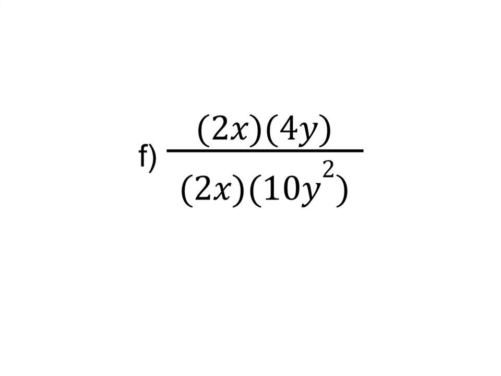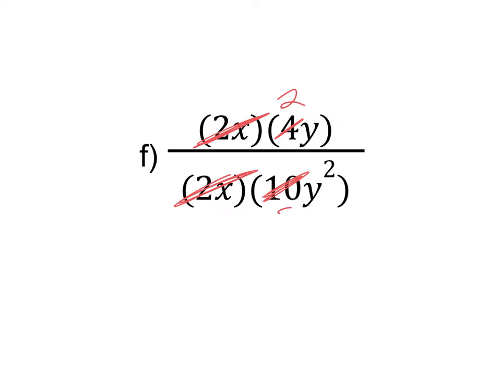All right, next one. So we got a little bit more going on. So what do you see first? I see these 2 x's. Let's cancel those. Cool, that makes it a lot easier. And then I have 4y over 10y squared. So I'm going to do the 4 and the 10. That becomes 2/5. And y over y squared, that means one of those y's will cancel. So this will end up being y to the first power.